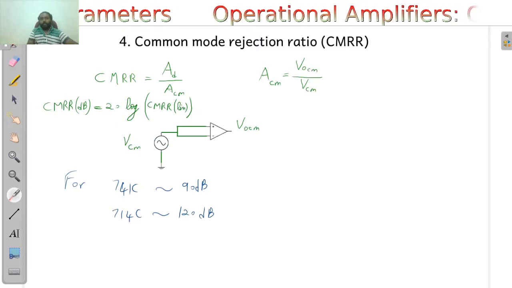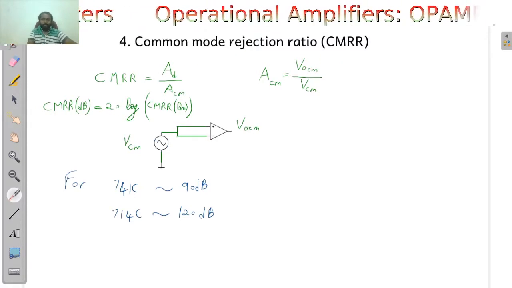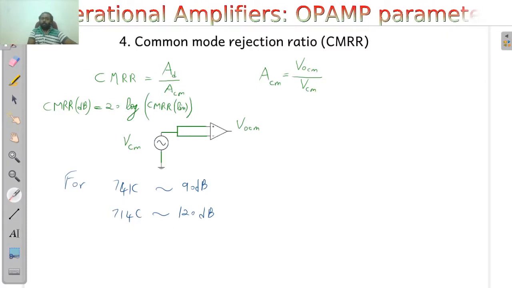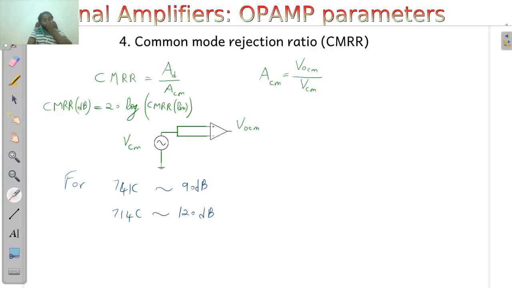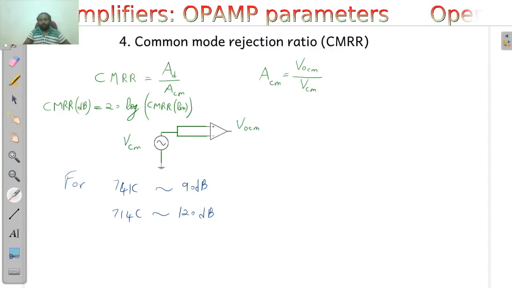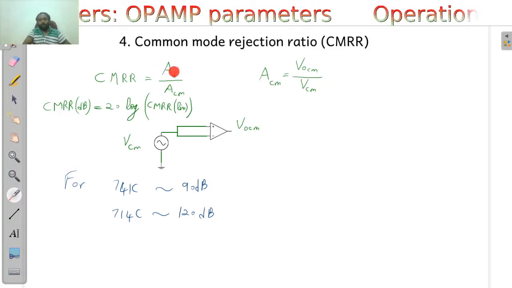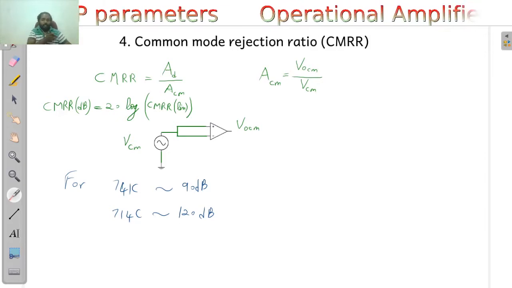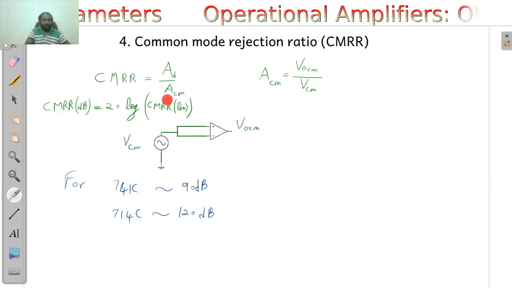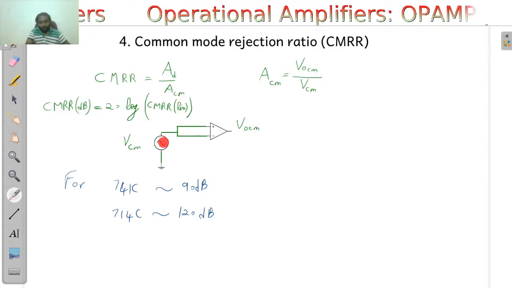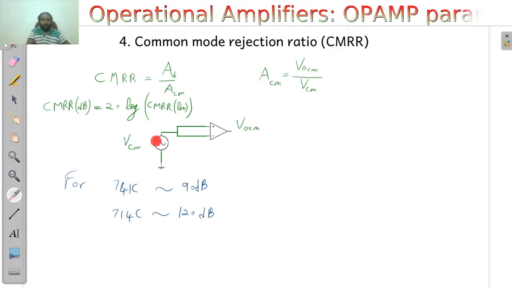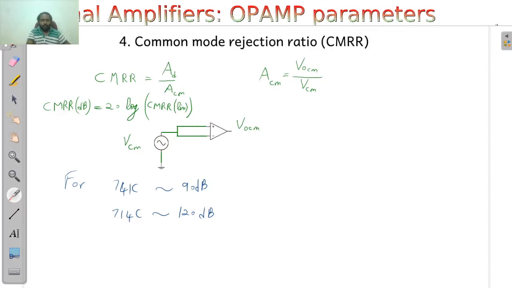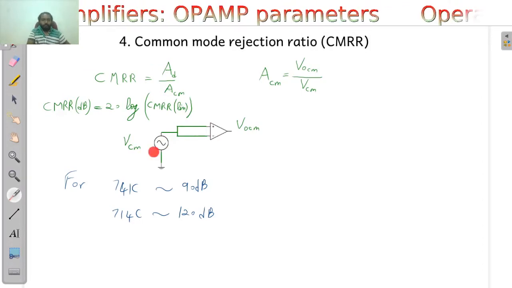The fourth parameter that we are going to discuss is the common mode rejection ratio, CMRR. The CMRR is the ratio of differential voltage gain to common mode voltage gain. We have seen the voltage gain parameter of the operational amplifier; that voltage gain is the differential voltage gain, the gain for the differential signals coming into the operational amplifier. And what is the common mode voltage gain? Common mode voltage gain is the voltage gain when you are applying common mode signals. If you are giving a common mode signal, it means both inputs have the same voltage. So this is a common mode signal.